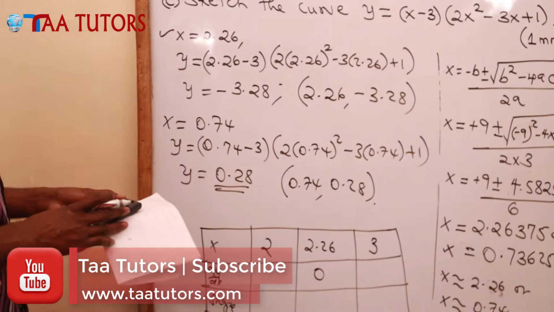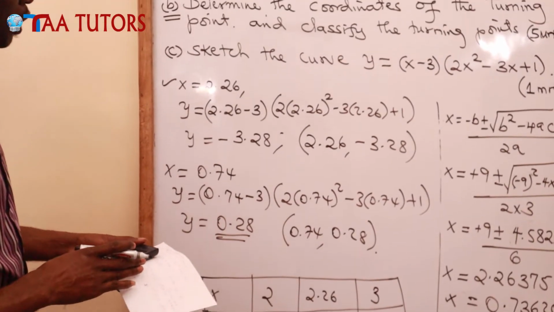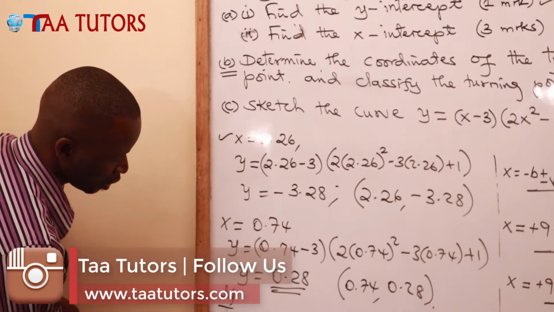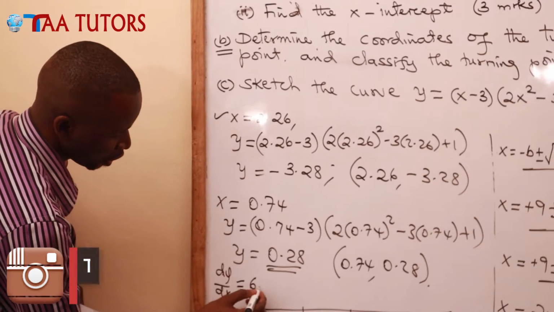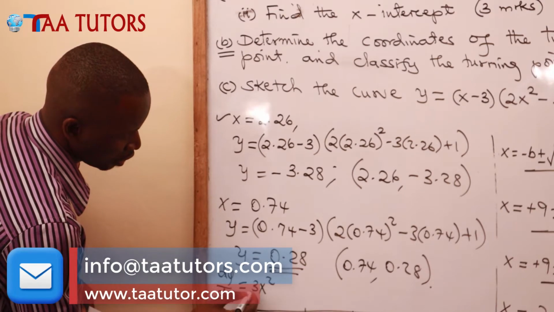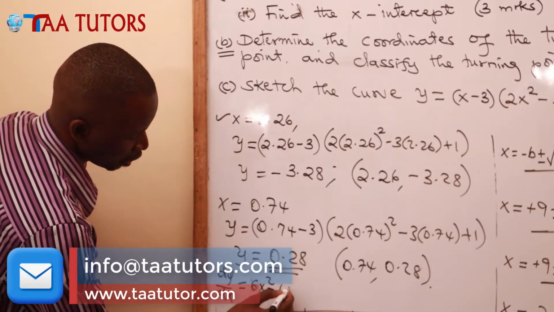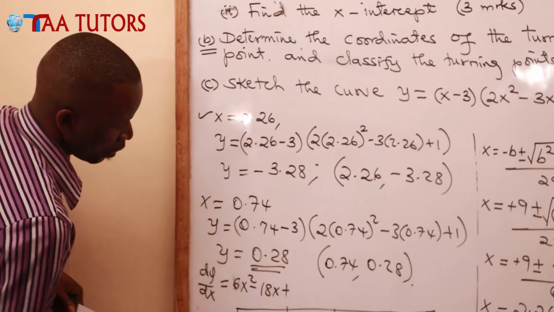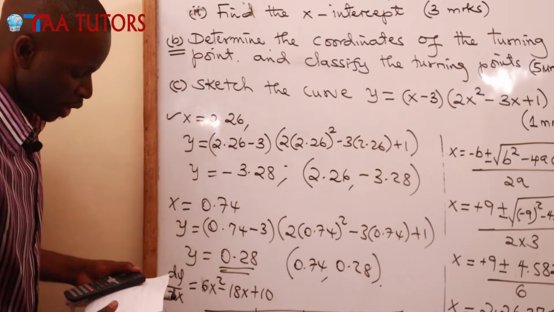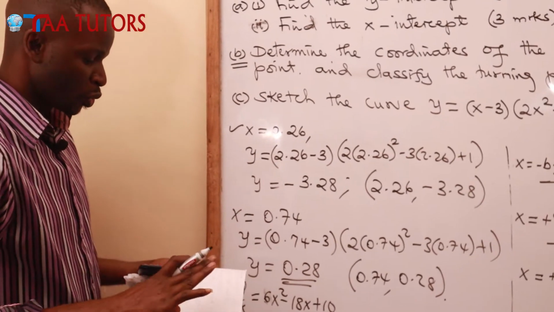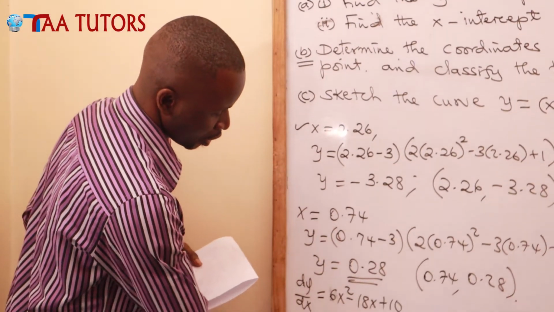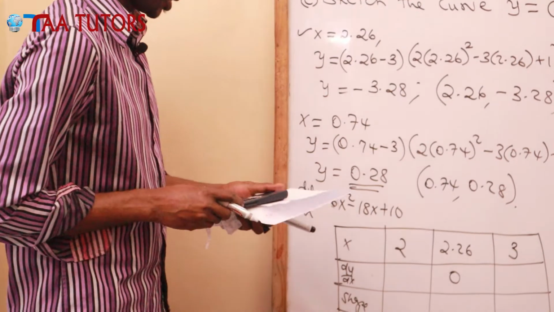So if we substitute that in dy/dx, and our dy/dx, if you remember, was 6x squared minus 18x plus 10. I think so. Let me confirm. Yeah, it should be that one. If you substitute 2 here, what do we get?